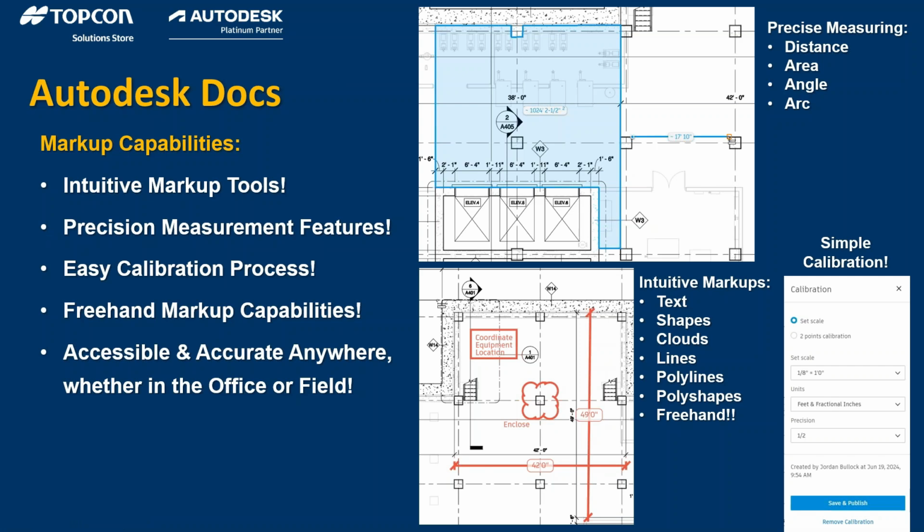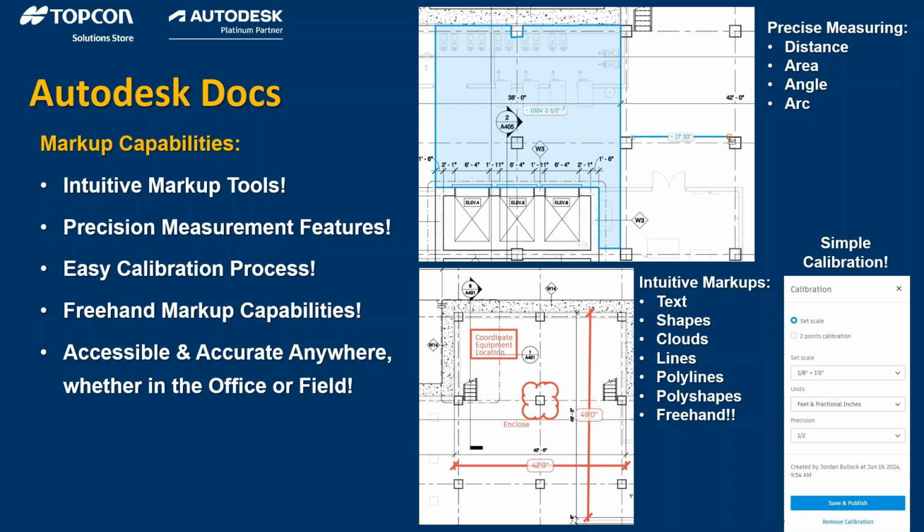And again, this PDF viewer is accessible from anywhere on your mobile device. All of these tools we're going to be talking about today are also accessible, whether you're in the office or in the field. So as you're collaborating, doing punch lists, editing forms, anything like that, you have complete control and access to all of your project data. Markup capabilities include intuitive markup tools, giving you the ability to simplify and add text, shapes, clouds, lines, polylines, polyshapes, freehand markups. So whatever you're currently used to working with whenever you're in the field, you actually have all of these directly at your fingertips, again, through the ACC Docs license model.